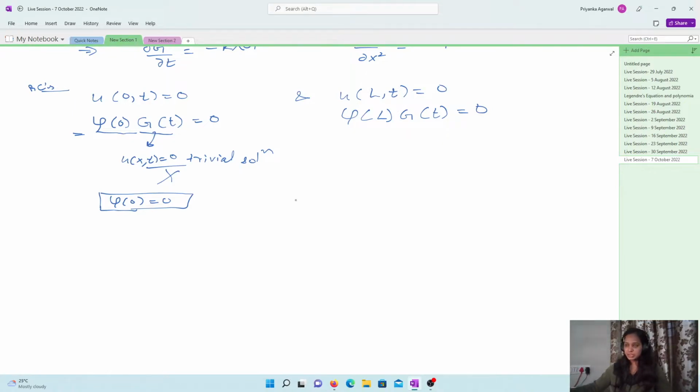Now similarly, if we look at over here, the same argument holds true, and we have psi at x equal to L equal to 0 as our second boundary condition, right? Okay, so these are the boundary conditions which we have.